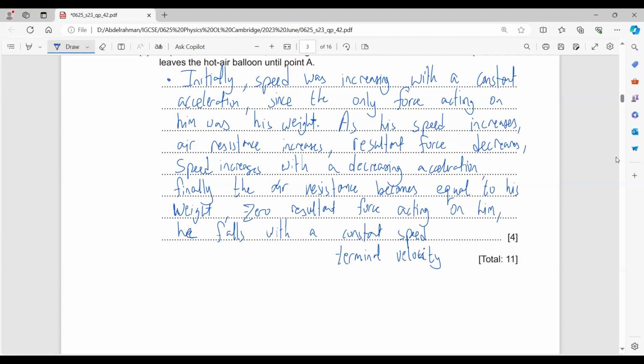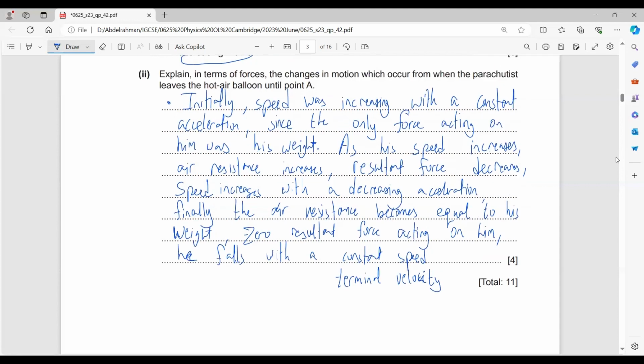Any questions? Also, as extended, this is an extremely important question. It has to do with motion and forces, and this is a very common question for our exams. So you must be able to solve it on your own in terms of forces.